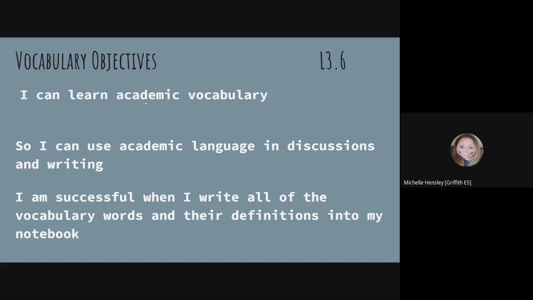I can learn academic vocabulary. Your turn. My turn. I can use academic language in discussions and writing. Your turn. My turn. I am successful when I write all of the vocabulary words and their definitions into my notebook. Your turn.